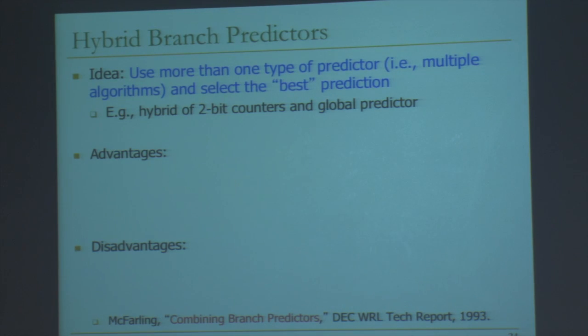And the idea is simple again. Whenever you have two things that are good at different aspects of prediction, why don't you combine them and pick the best one? Use more than one type of predictor or multiple algorithms and select the best prediction. That's the idea of hybrid branch prediction. And you could have hybrids of all of these different algorithms that we've discussed. You could have a hybrid of 2-bit counters and a global predictor, right? A global predictor and a local predictor. Because these provide different predictability, actually.